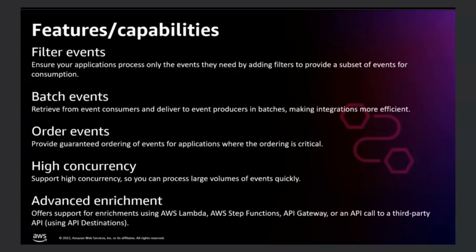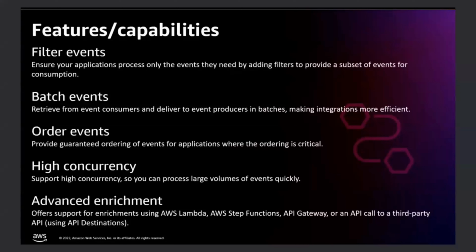And you can provide enrichment capabilities using Lambda functions, step functions, API gateway, or an API call to a third-party API destination. Enrichment allows you to enhance or transform the events from the source before sending them to the target. As for the benefits of it, you can build fully managed integrations quickly with an easy-to-use interface that connects event producers with consumers. You don't need to write or maintain integration code, such as polling, error handling, or retry logic.